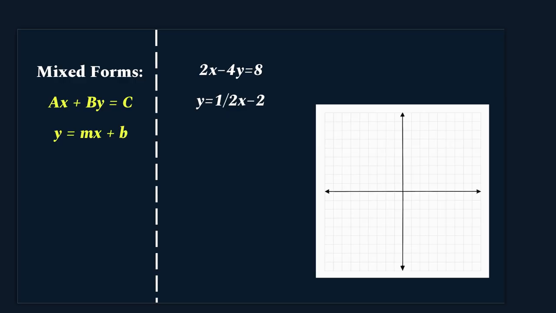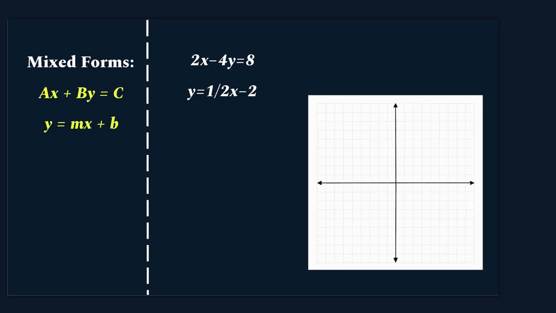Have you noticed that our first equation is written in standard form? To graph an equation written in standard form, either we can find the x-intercept and y-intercept, or we can rewrite it in y-intercept form. To rewrite the equation in y-intercept form, it should be y equals mx plus b. That means isolating y and solving for y. So let's rewrite our equation: 2x minus 4y equals 8.